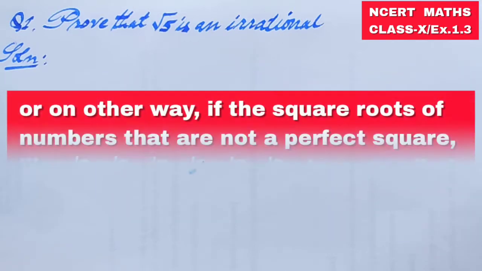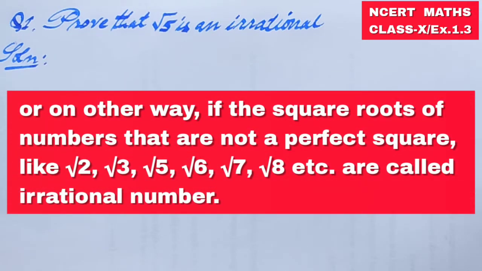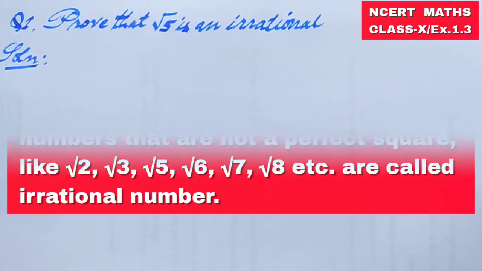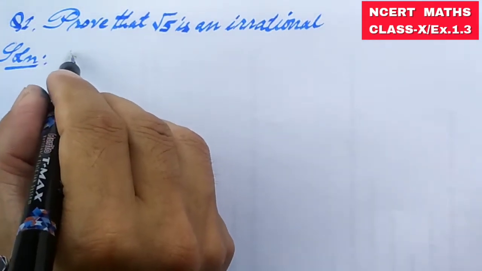Or in another way, the square roots of numbers that are not perfect squares are called irrational numbers. For your clarity, let me give you examples like root over 2, root over 3, root over 5, root over 6, root over 7, root over 8, or root over any number that is not a square. Then those numbers represent irrational numbers. Okay, let us come to the solution.